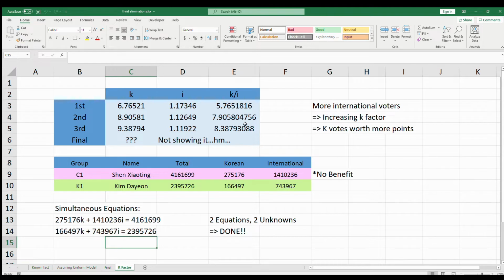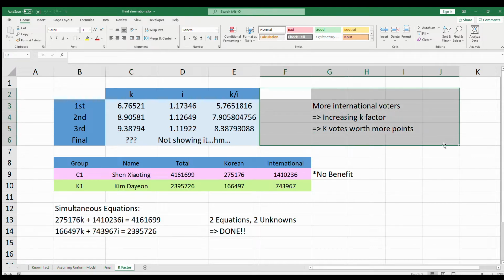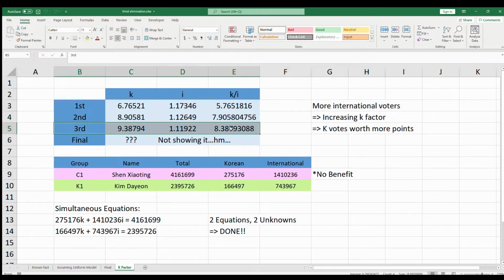As the show goes international, there are more international voters. Lamentably, this means each international voter is getting less voting power. In the third elimination, you can see Korean votes are worth 8 times international votes, and Mnet even hid the data for the finale. Coincidence?